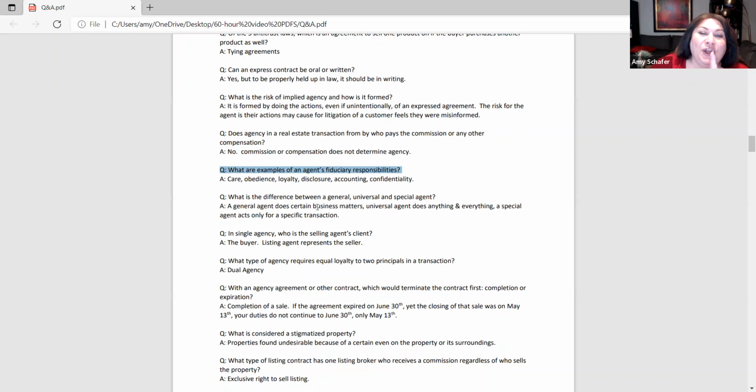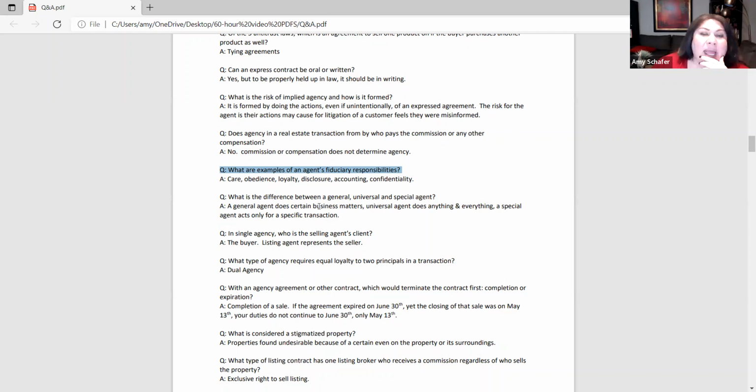A general agent is going to do a lot of activities for a property owner, but it's also restricted to just those properties. So a general agent is going to be similar to a property manager.